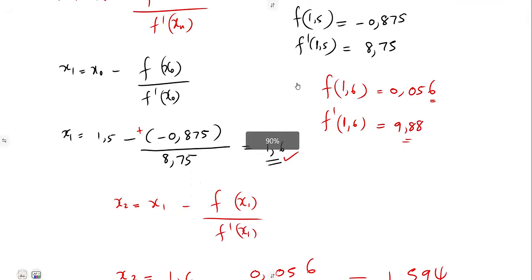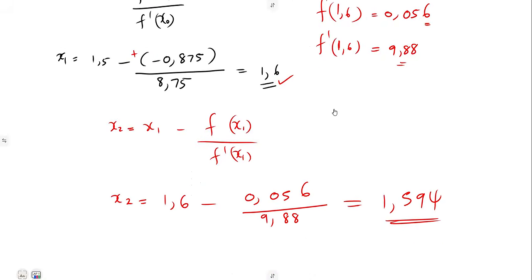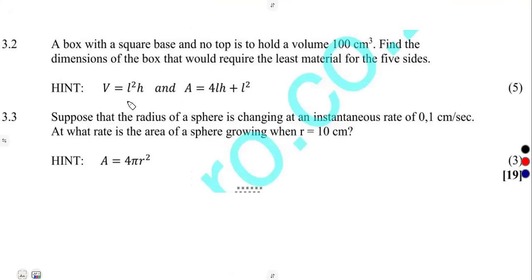Okay, let's consider another part. Just going to quickly have this, guys. We have this as our revision. In 3.2, we have a box with a square base, all right, and no top, meaning to say it is open on top. It is to hold a volume of 100 cubic centimeters. Find the dimensions of the box that will require the least material.